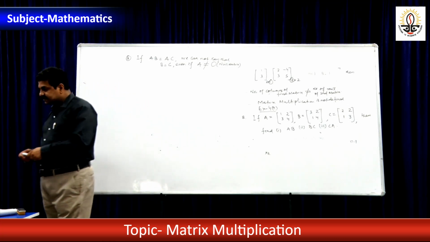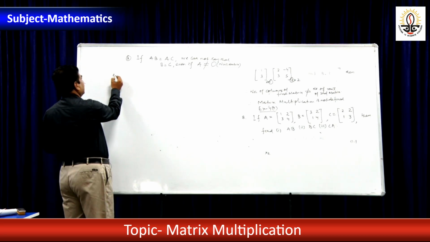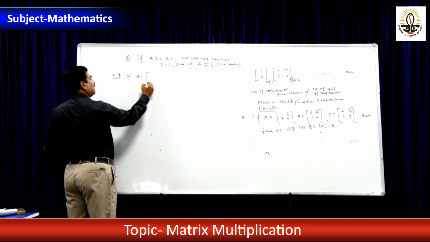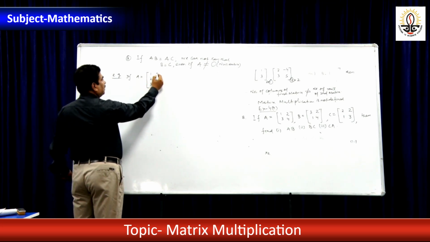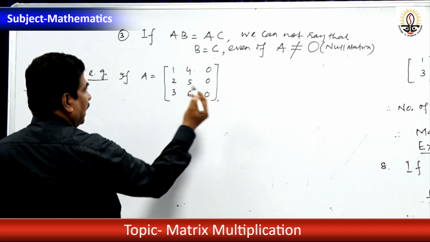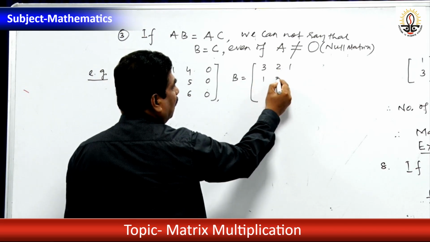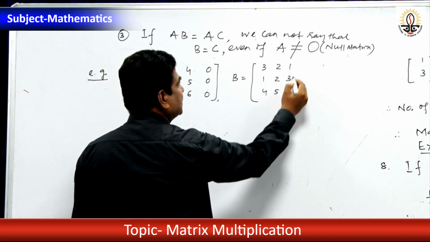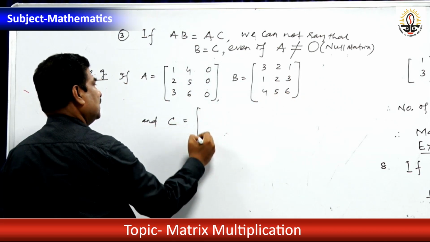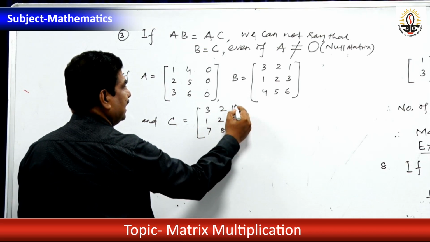I will take one example. Here you write one example. If A is equal to [1 2 3; 4 5 6; 0 0 0] and B is equal to [3 2 1; 1 2 3; 4 5 6] and C is equal to [3 2 1; 1 2 3; 7 8 9], dear.